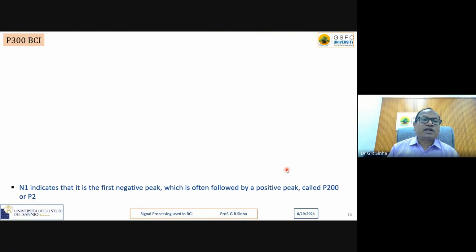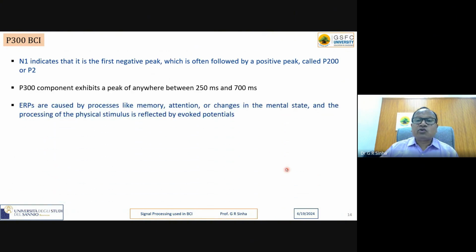That is written there. You look at here, anywhere between 250 and 700. ERPs are caused by processes like memory, where you are trying to recall something, you are trying to pay attention, or changes in the mental state. The processing of physical stimulus is reflected by evoked potential. Physical stimuli means anything which you are concentrating on, anything which you are sensing. That may be a light, that may be a darkness, that may be a sound, that may be a clicking sound, that may be a flickering light, anything which is causing you a stimulus in front of you.